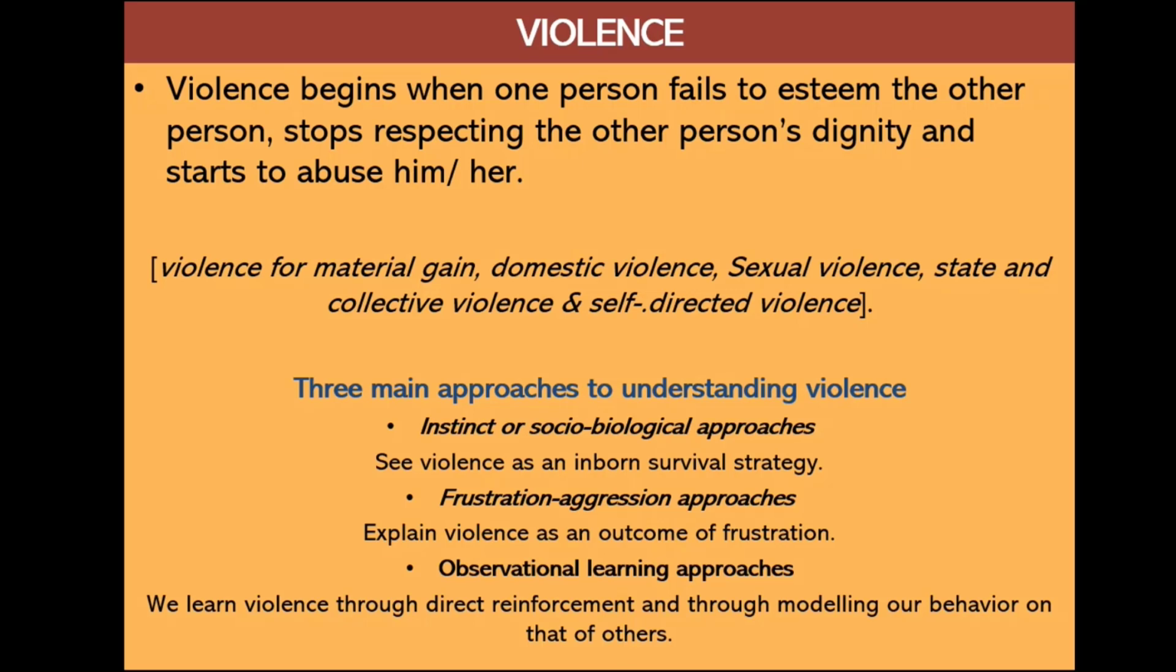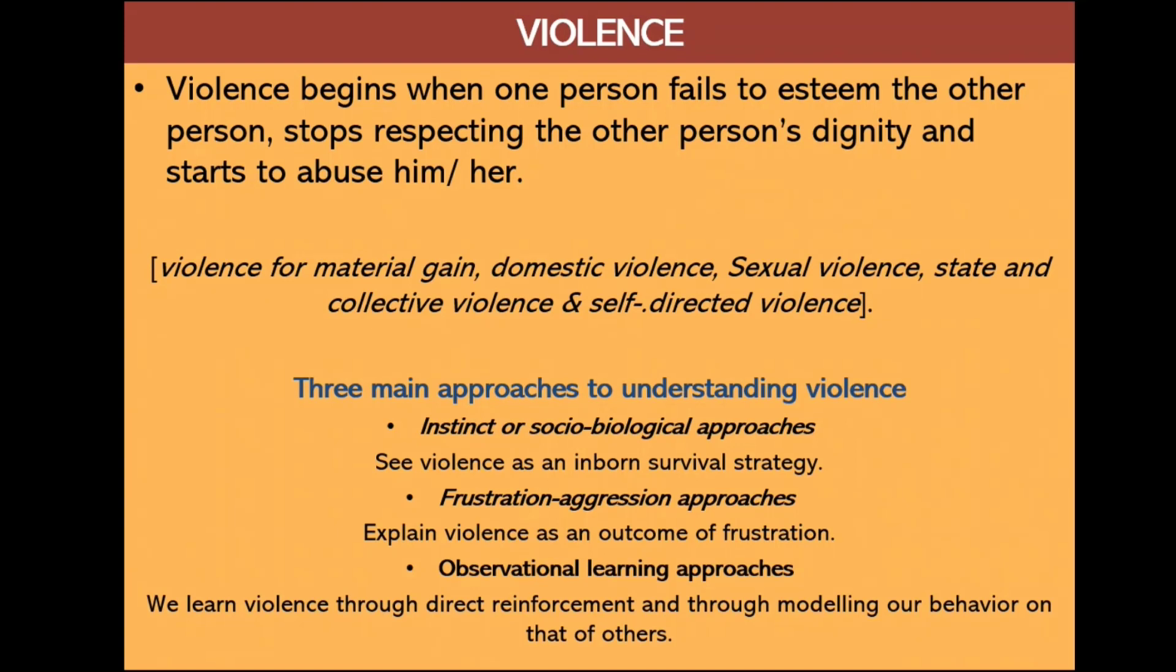Then in the study material, they try to break it down for you. They say violence for material gain includes mugging, armed robbery, meaning you are failing to esteem the person, you're taking his or her belongings, you're failing to respect. Domestic violence, for example, the neglect of children. Domestic violence is broad. The neglect of children is part of domestic violence. Battery of spouse, abuse of elders is a domestic violence. Then you have sexual violence, for example, rape and sexual harassment. They're part of sexual violence.